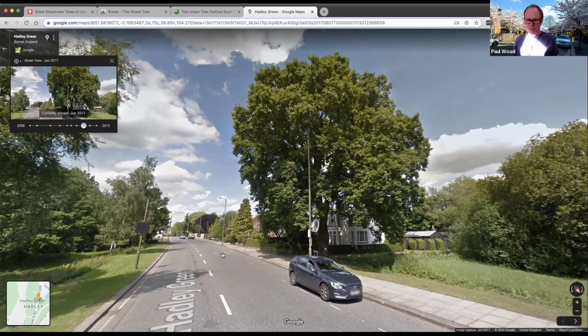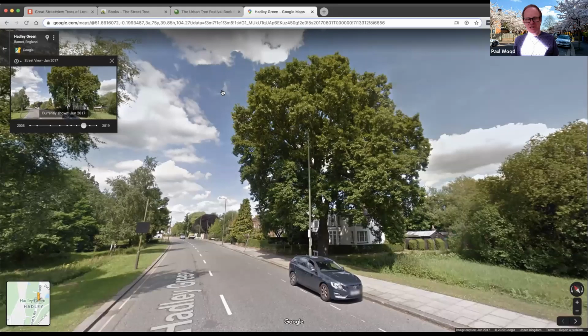Sessile oaks tend to be more concentrated in western areas of the UK. There are some in London, and some of the more magnificent oak trees in London are in fact sessile oaks. So this is a really fascinating tree, I think.